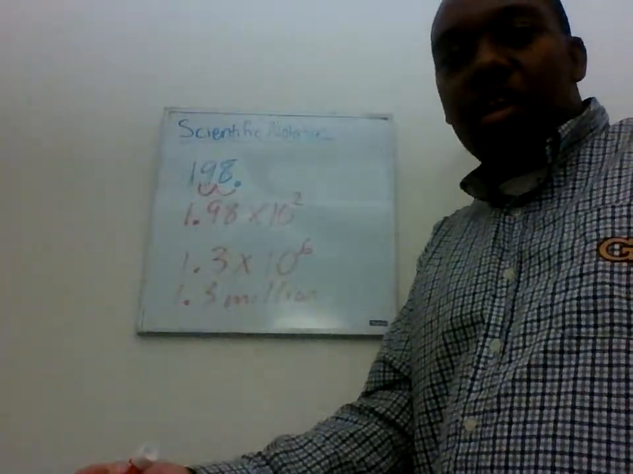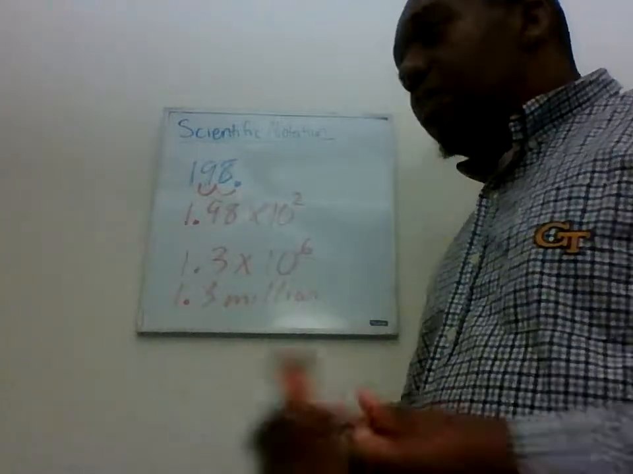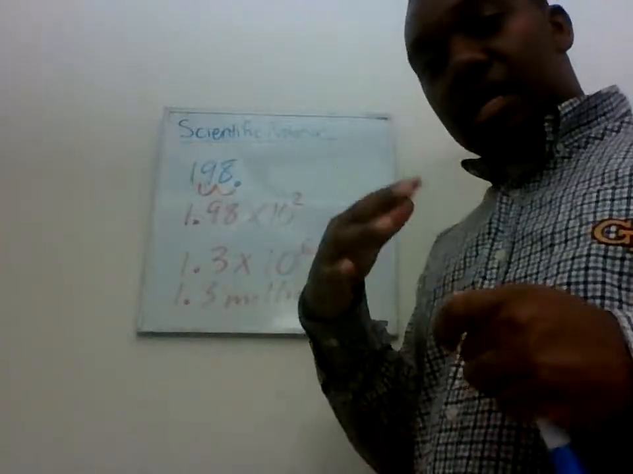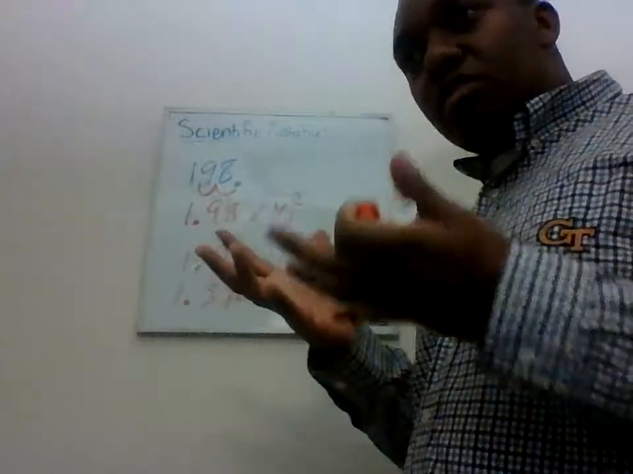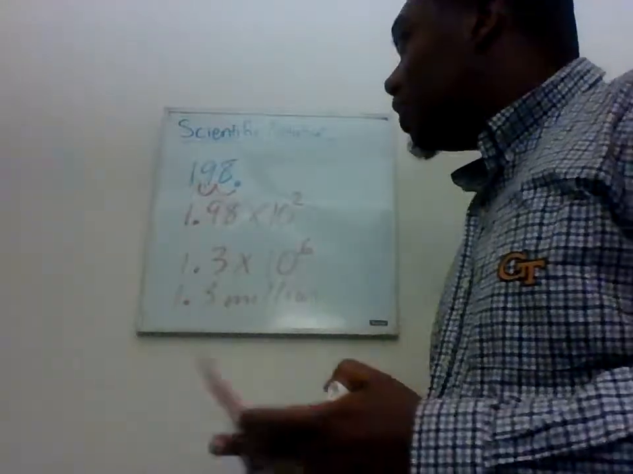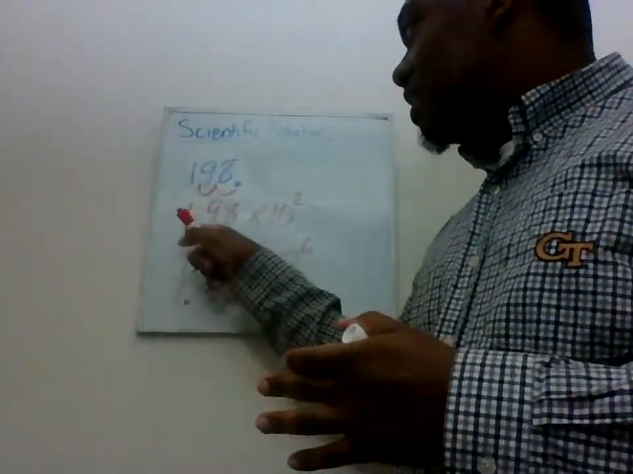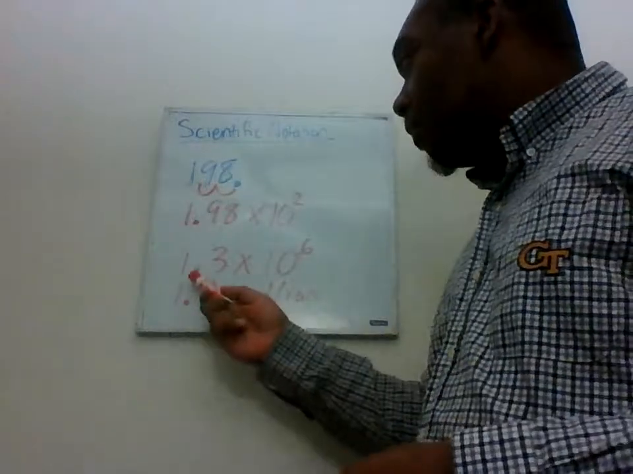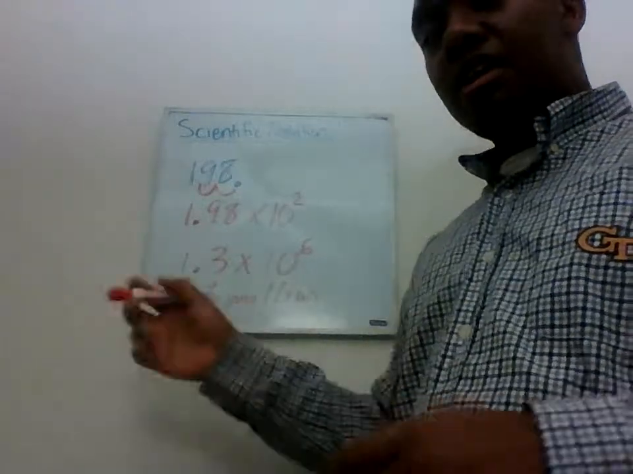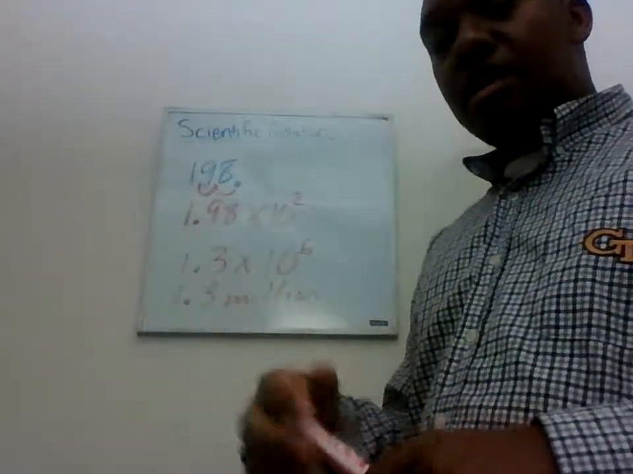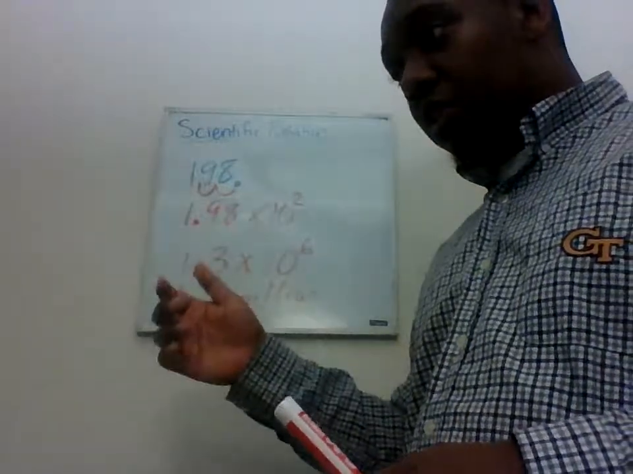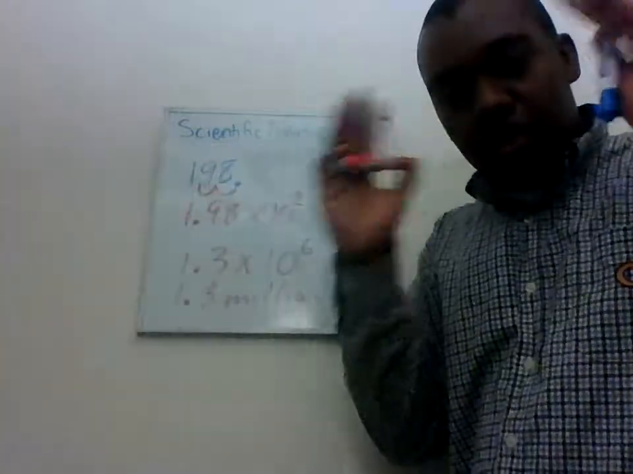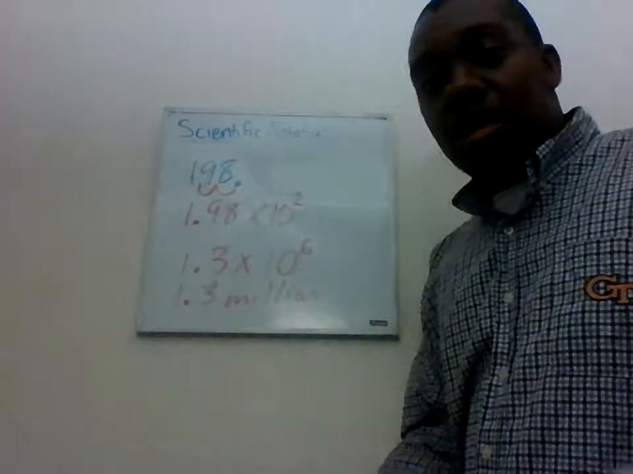Why do you even call it scientific? Because whenever you're working with numbers in science, sometimes they get really big, sometimes they get really small. This helps you estimate and, as I said earlier, understand and kind of get a visual picture of how much you have of something. So with the 198, we can just think of it as having 1.98 hundreds. Okay, makes it a lot simpler. With the 1.3 million, instead of you writing out the number 1,300,000, you just know you have 1.3 million. So it makes it a lot easier for you to understand, to visualize, even to write it.